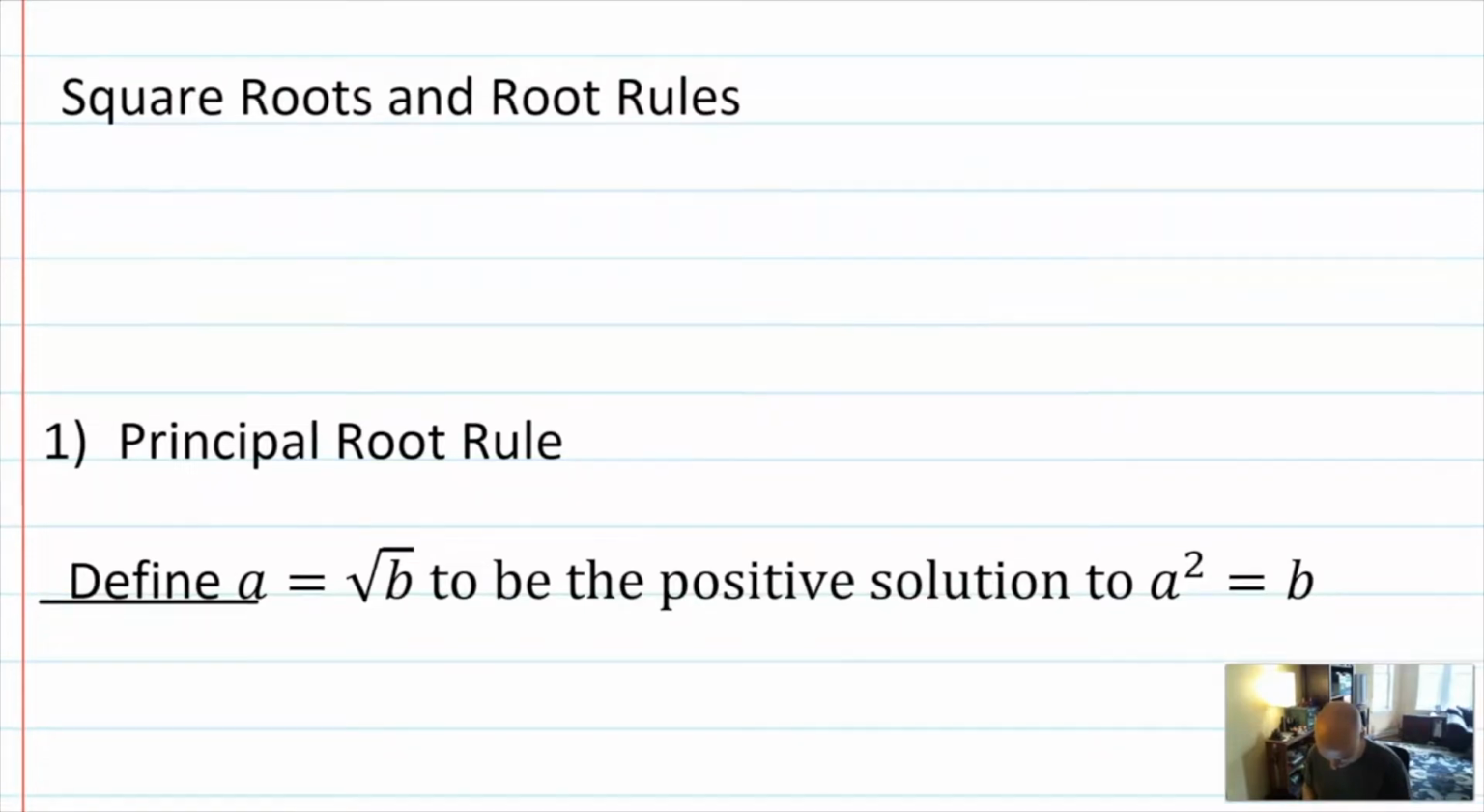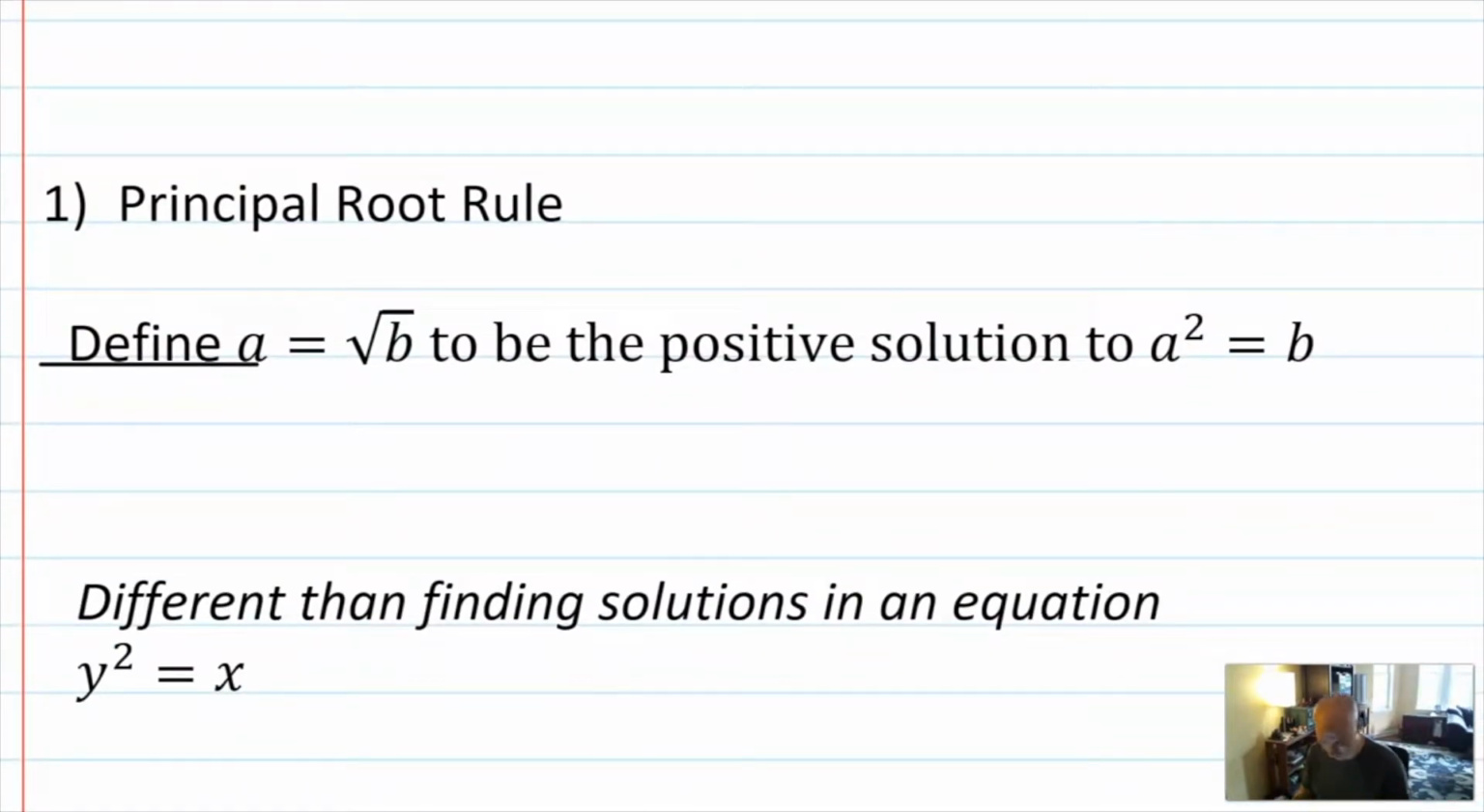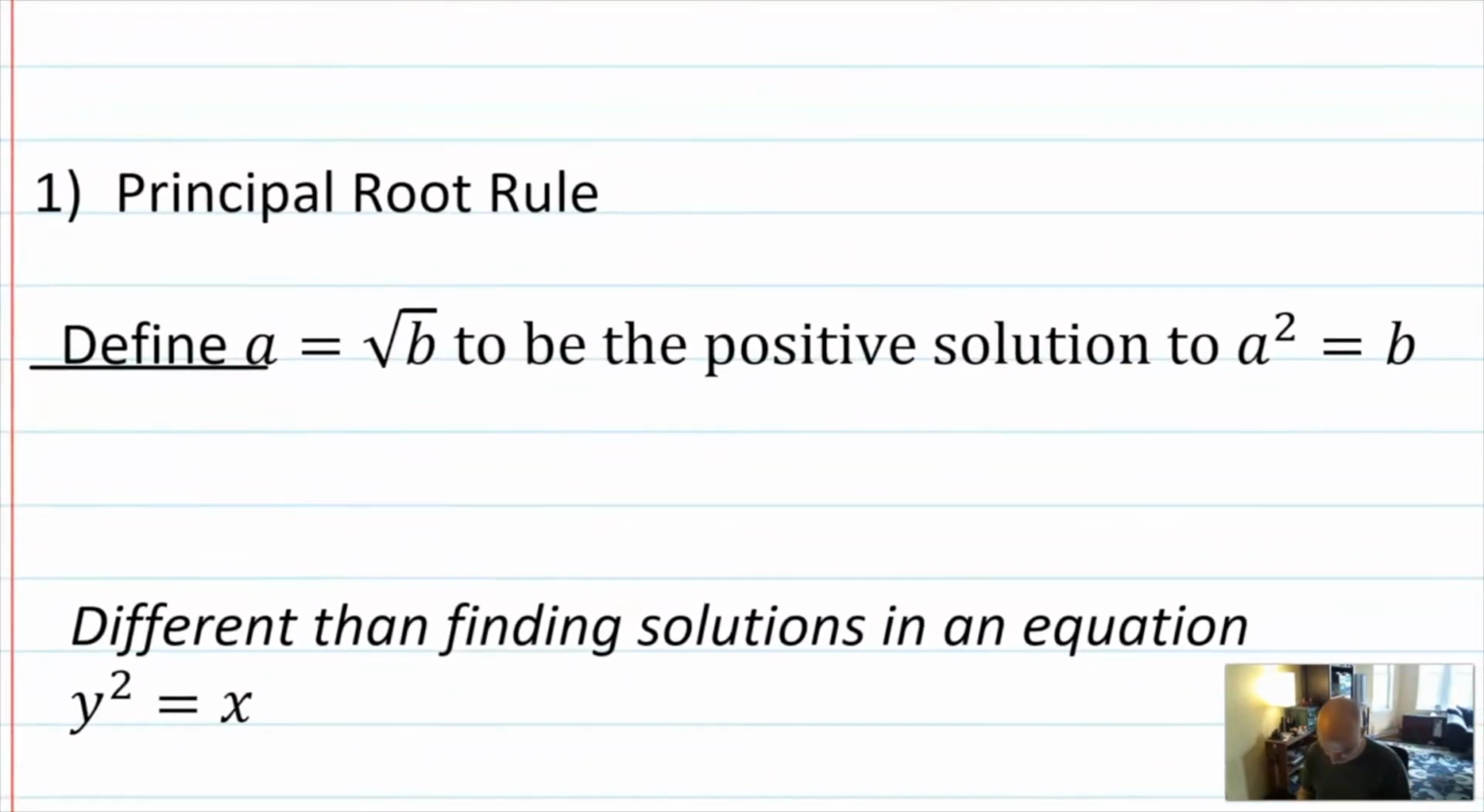First thing we're going to define is the rule of principal square roots. And what is a square root? So here's our definition. I've written it out ahead of time. We're going to define when you see a equals square root b, we're just using those letters because they're in the alphabet, that's going to be defined as the positive solution to the equation a squared equals b.